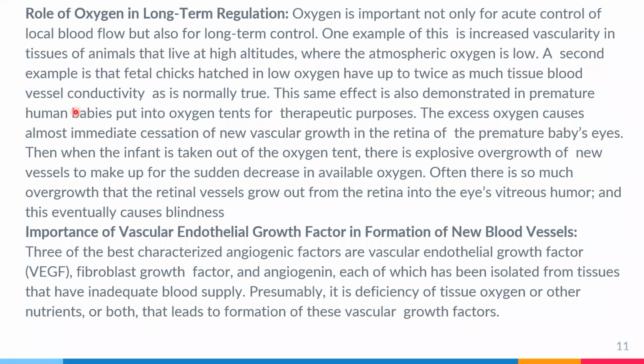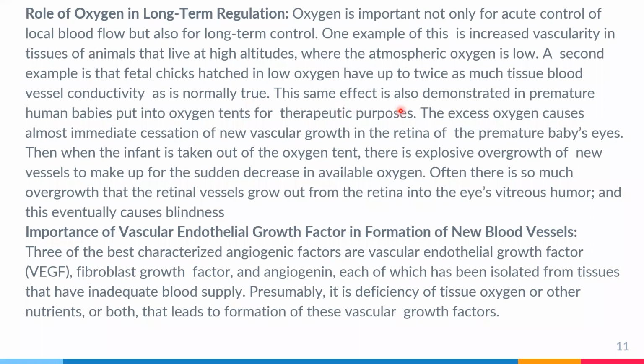A second example is that fetal chicks hatched in low oxygen have up to twice as much tissue blood vessel conductivity as is normally true. So fetal chicks, which have a similar effect to high altitude born animals, when they are hatched in low oxygen, the long-term regulation allows them to have much more blood vessel conductivity in order to counteract the lower atmospheric oxygen and maintain normal oxygen levels at the tissue.